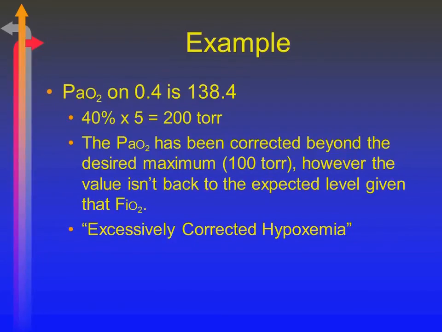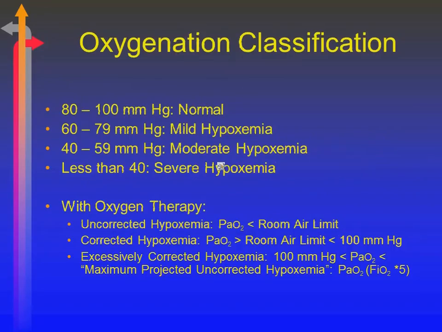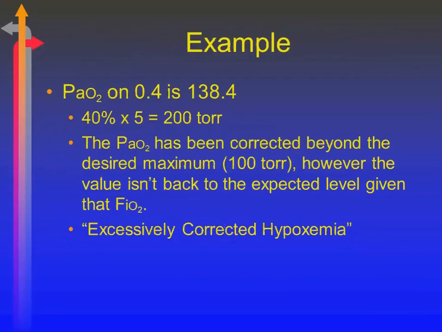Does that make sense? Where did you get the 5 from, the 40 times 5? That's the rule. 5 times the FiO₂ is the theoretical maximum you could possibly have. If you go back somewhere in Module C. If your PaO₂ in this instance is greater than 200, you've got an error. They're probably not on 40%. Or you've got an air bubble.